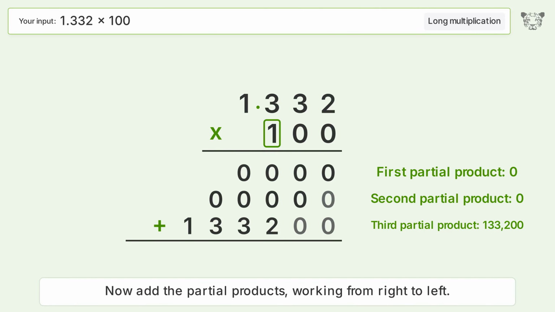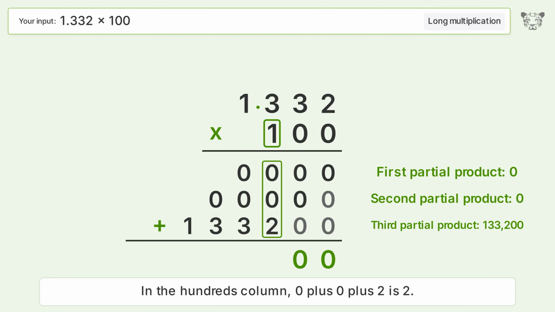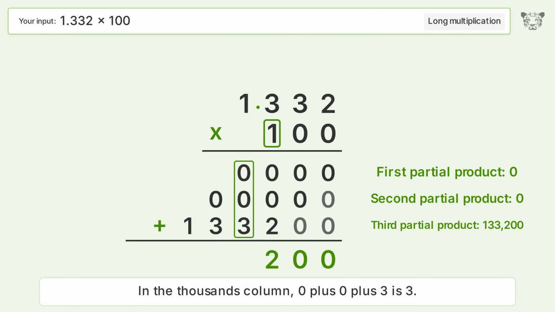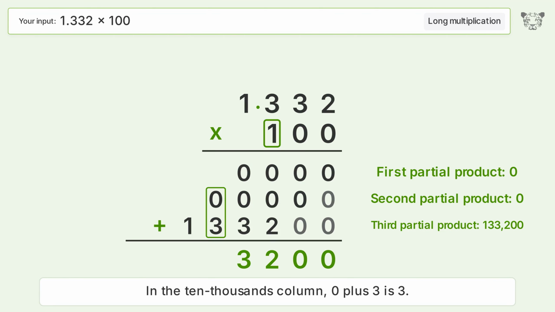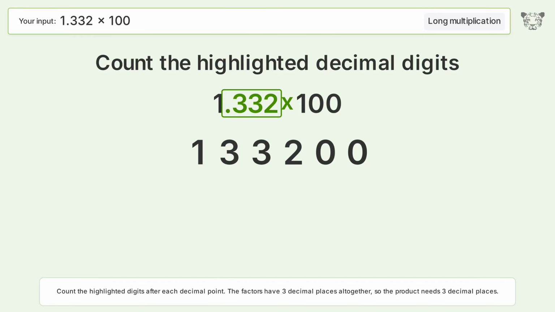Now add the partial products, working from right to left. The ones and tens columns each add to 0. Move right to left, one column at a time. In the hundreds column, 0 plus 0 plus 2 is 2. In the thousands column, 0 plus 0 plus 3 is 3. In the ten thousands column, 0 plus 3 is 3. In the hundred thousands column, bring down 1. The whole number product is 133,200.